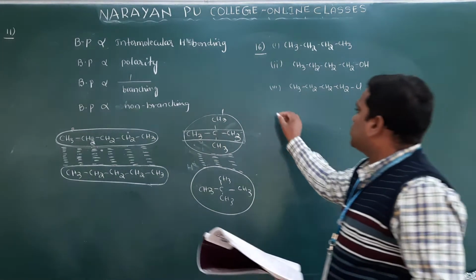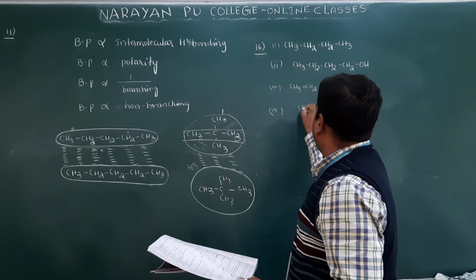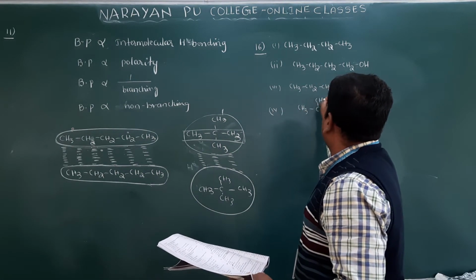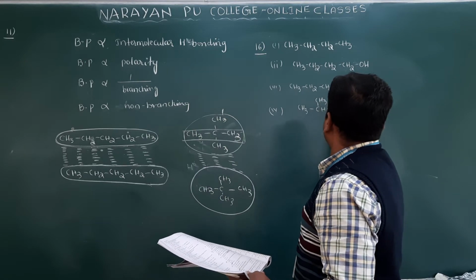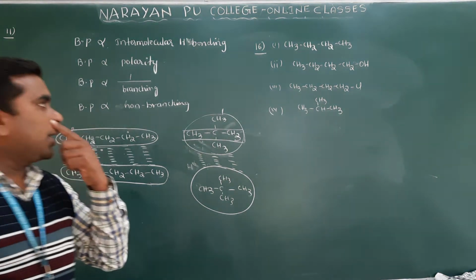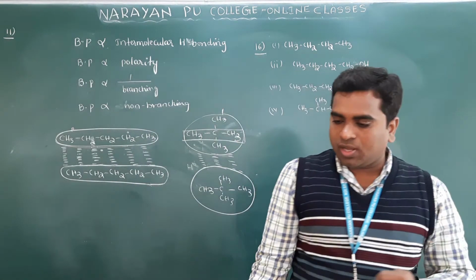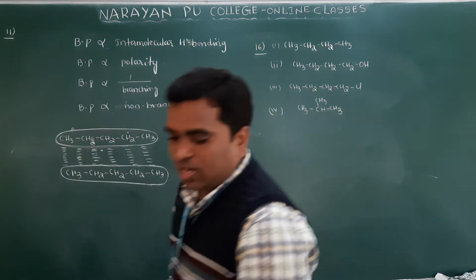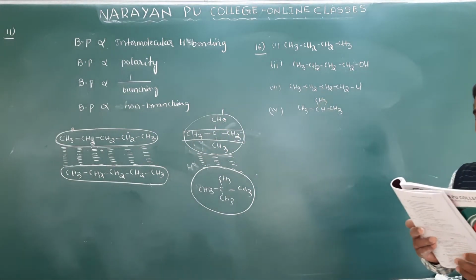Next, isobutane. What is the formula of isobutane? It means CH3, CH, CH3 and CH3. This is isobutane. Then they are asking, clear? They are asking what is the order of boiling points.